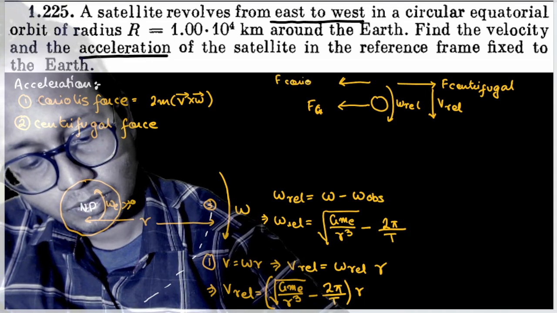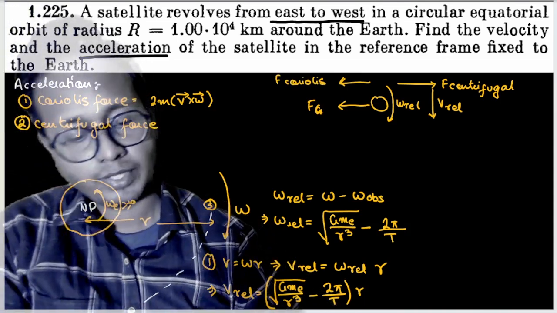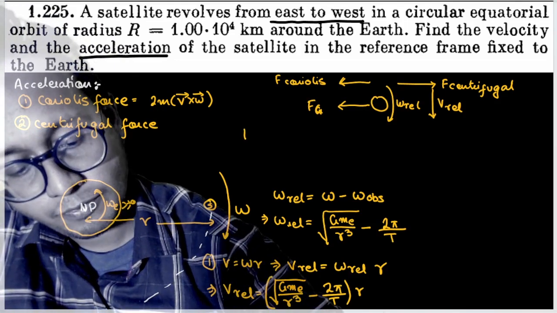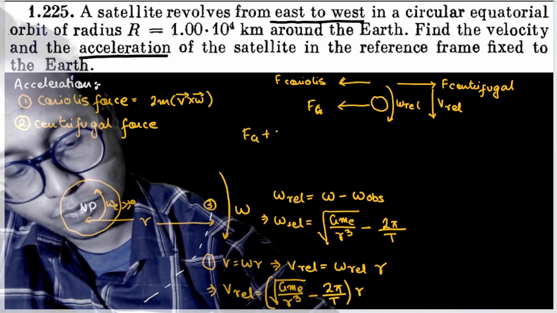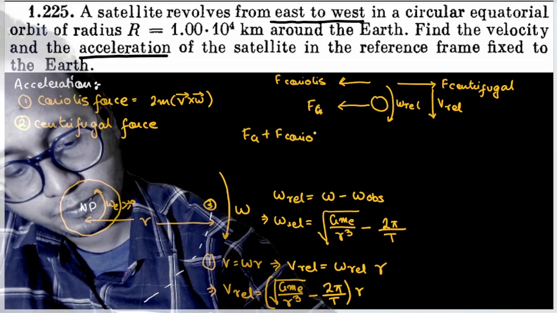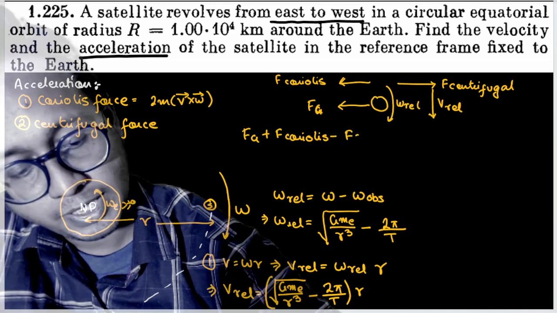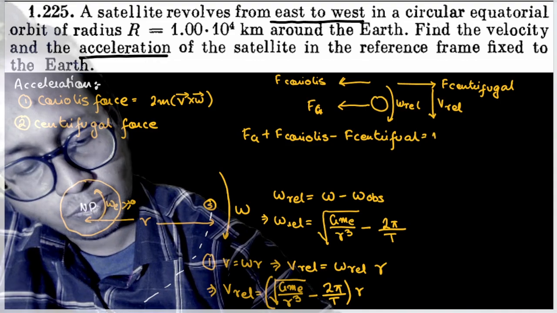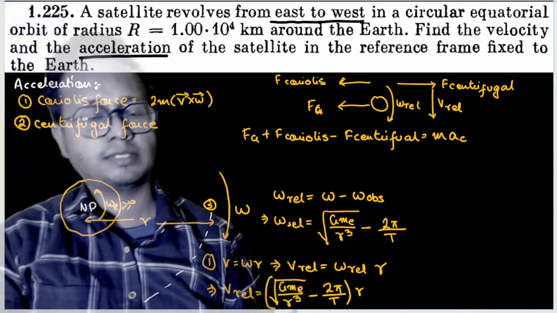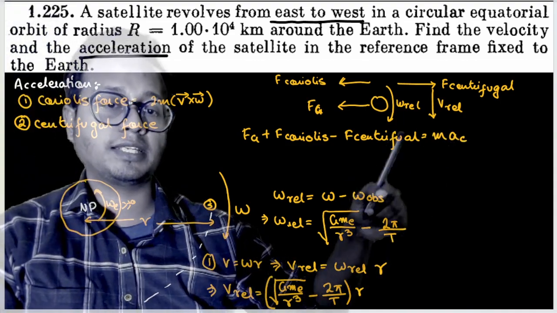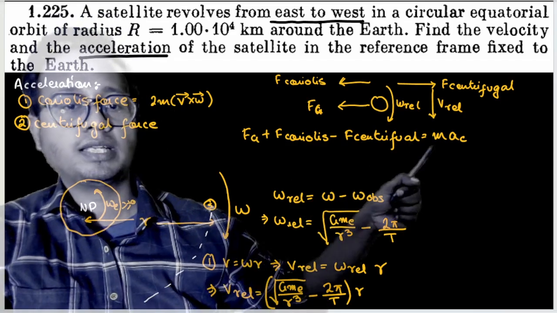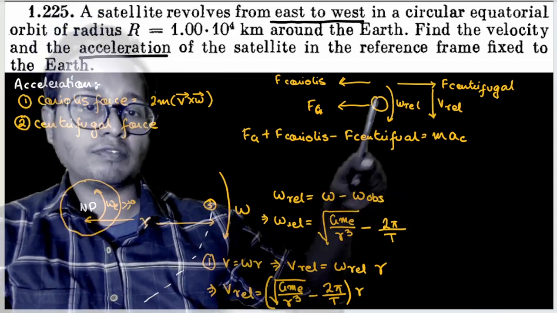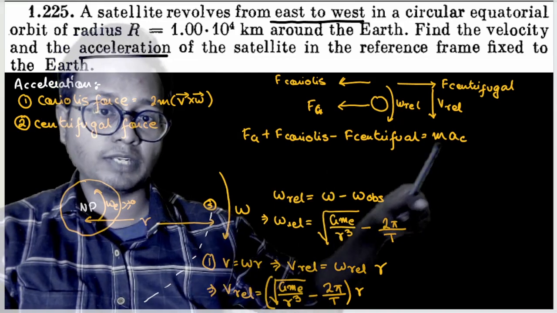Now here we have acceleration. So I can write that force of gravitational plus force of Coriolis minus force of centrifugal is equal to mass into acceleration. Here the type of acceleration will be centripetal acceleration, or the acceleration of the satellite as seen by someone on the equator. I'm writing the equation of the satellite with respect to someone standing on the equator.